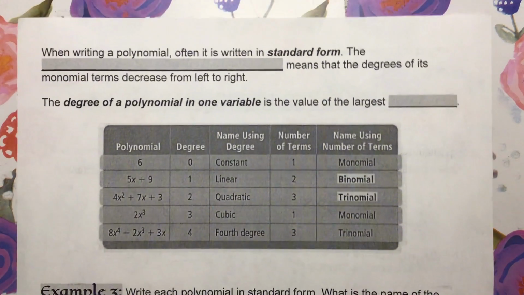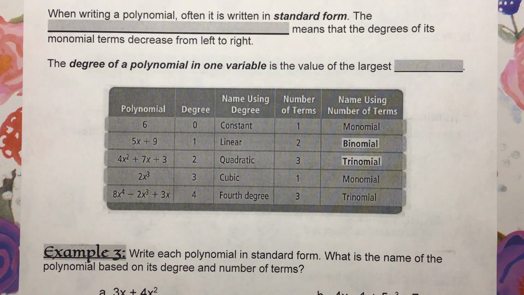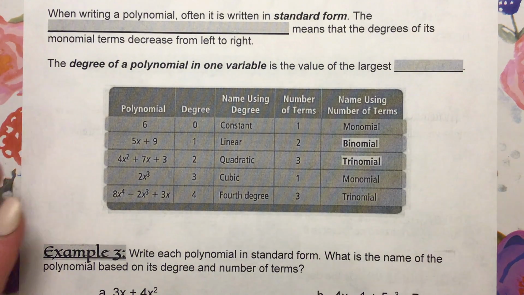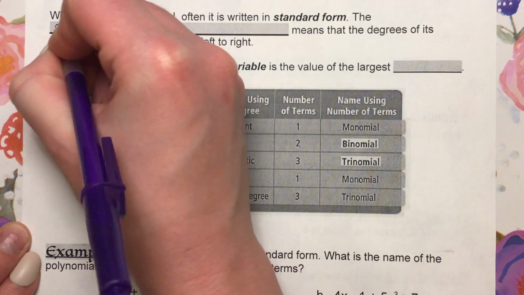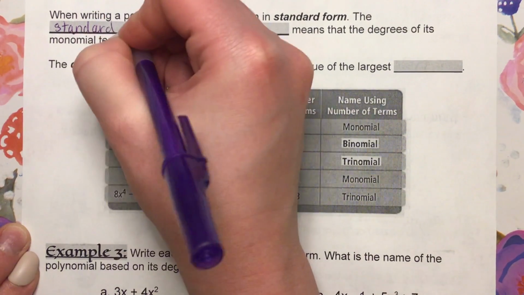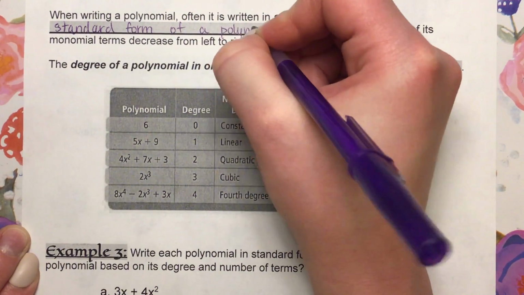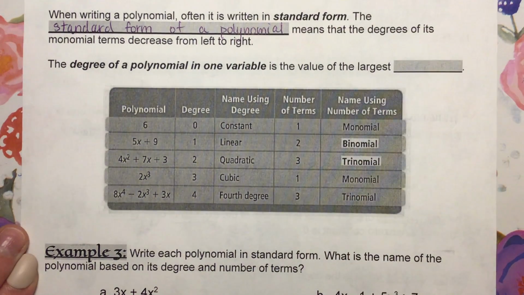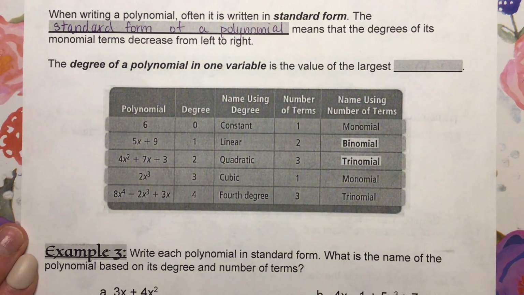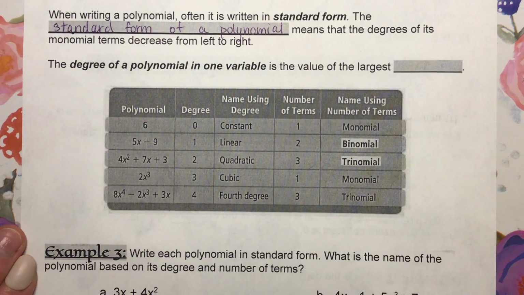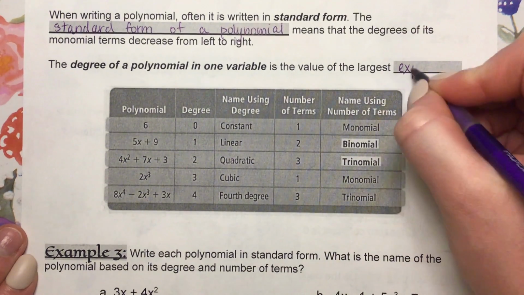Okay, so on the back side of our notes, it says, when writing a polynomial, often it is written in standard form. The standard form of a polynomial means that the degrees of its monomial terms decrease from left to right. In other words, put the big exponents first and put the small exponents last. The degree of a polynomial in one variable is the value of the largest exponent.